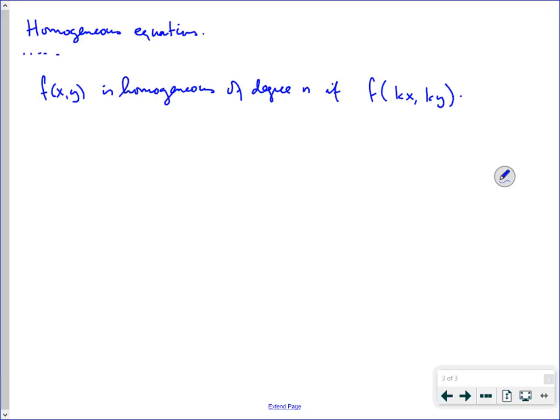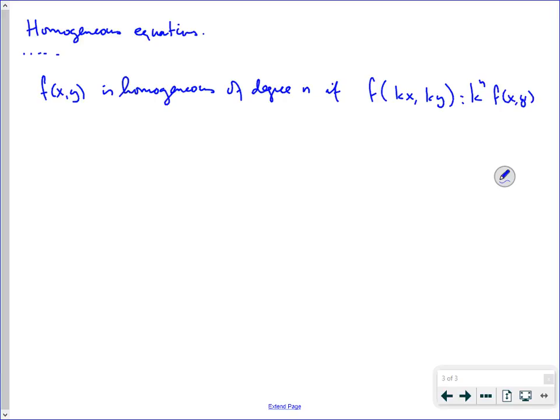If that's k to the n times f of x, y. So homogeneous is kind of like every term in there is a degree n polynomial term. That would be a pretty good example. And we'll work one, when I work the DE, I'll have an example of that.